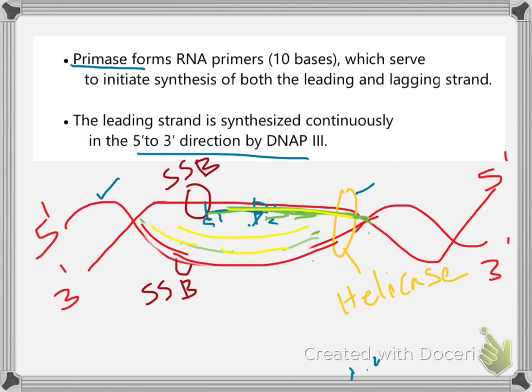The short fragments formed in this strand, the lagging strand, are known as Okazaki fragments. Now we have a continuous strand and a discontinuous strand. Now we want to remove all these primers from the lagging strand.